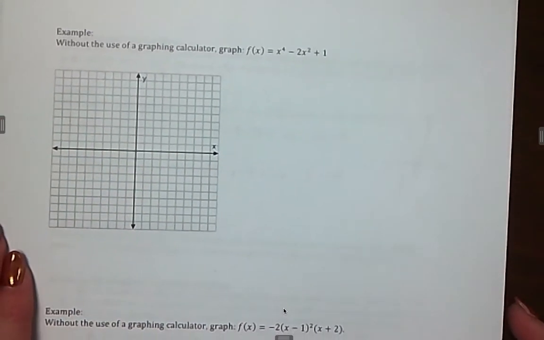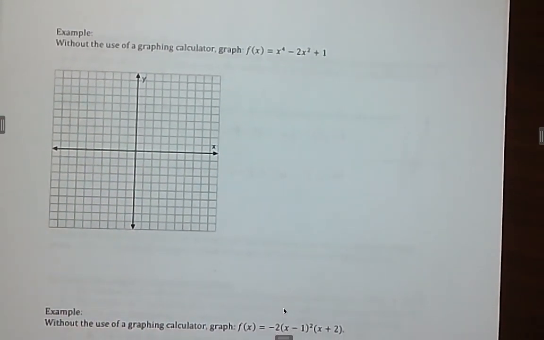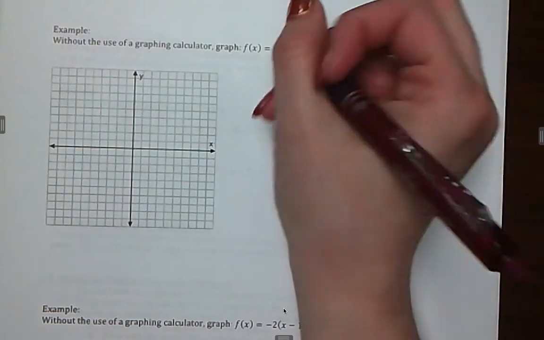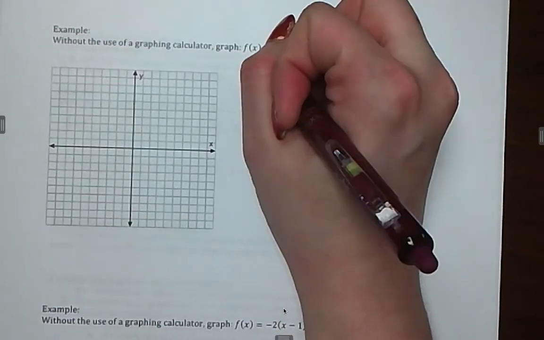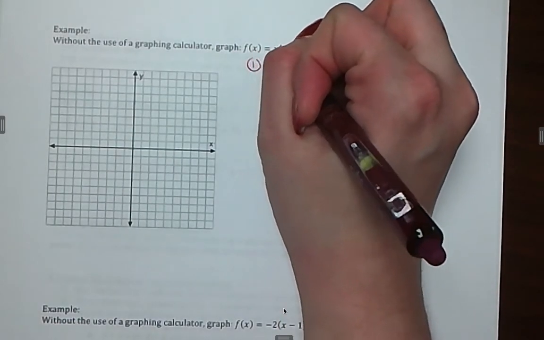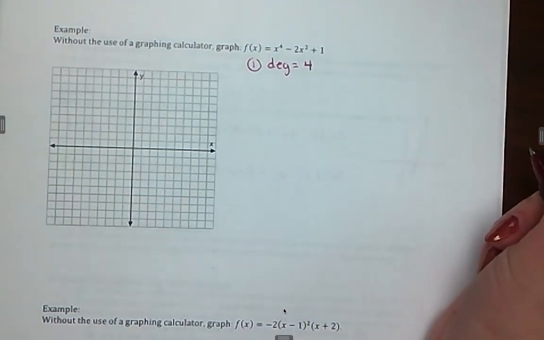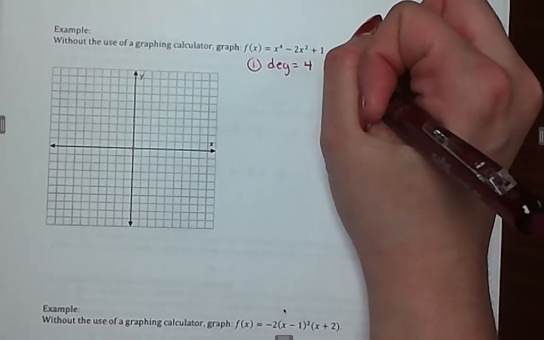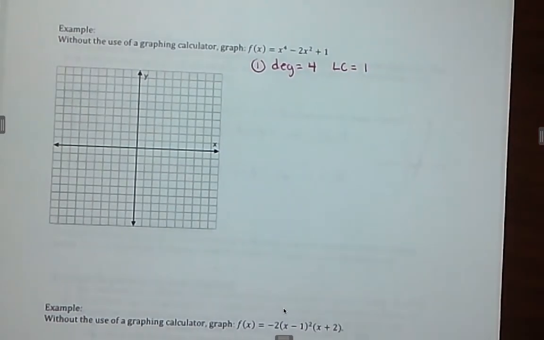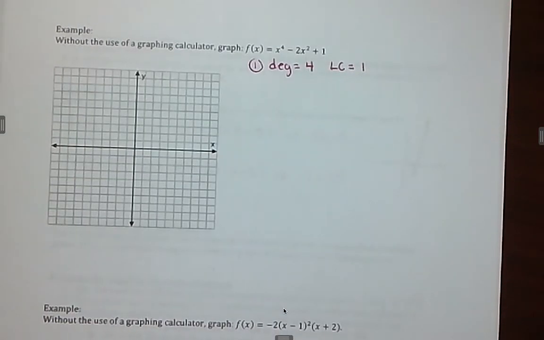Okay, so without the use of a graphing calculator, graph f of x equals x to the fourth minus 2x squared plus 1. So first thing, what is our degree? 4. And what is our leading coefficient? 1. Okay, so we have even and positive. So what's our end behavior?